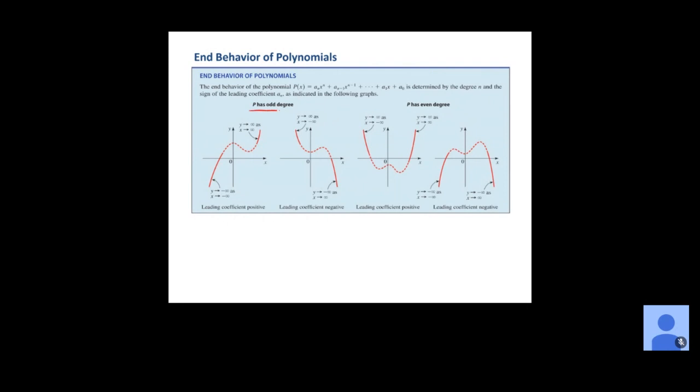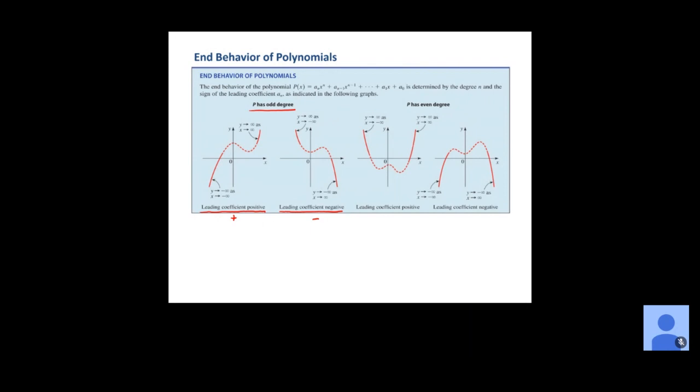If P has an odd degree, right? So if our degree is an odd number, then we know that the end behavior is going to look like one of these two graphs. In both cases, the ends are going in opposite directions. So it's either going to go down to the left and up to the right, or it's going to go up to the left and down to the right. The way we're going to determine which one of those it is is by looking at our leading coefficient. If the leading coefficient is a positive value, then it's going to look like that graph on the left. Okay, so it's going to go down to the left and up to the right. If the leading coefficient is a negative value instead, then it's going to look like this graph where it's going up to the left and down to the right.